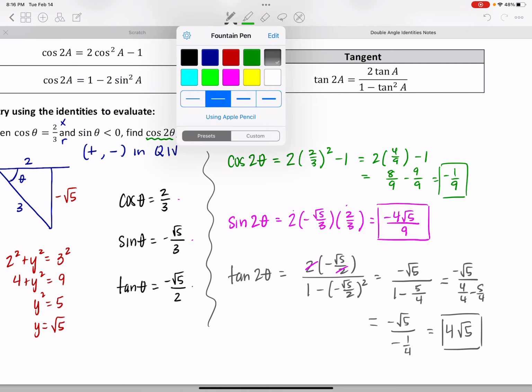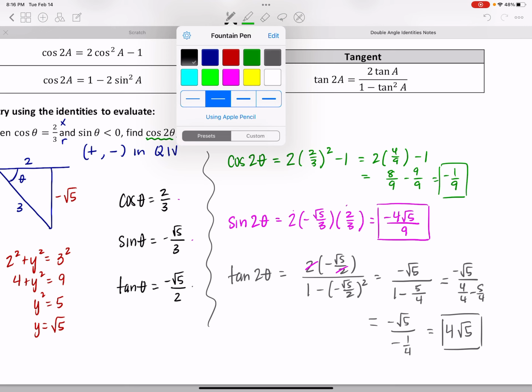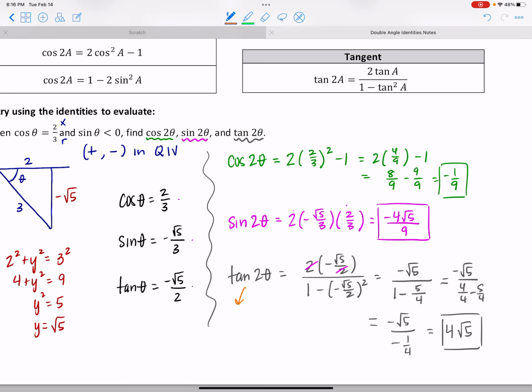Now I just want to point out, because why not, that there's another way we could have found the tangent. I need another color. Let's pick orange. That tangent we also know is sine over cosine. So if I wanted to say that this was the sine of the double angle divided by the cosine of the double angle, that would be another alternate way for me to figure this out, since especially I've already found my sine and my cosine.